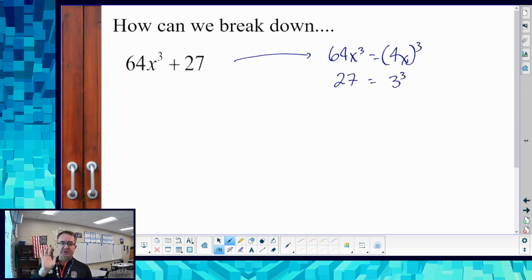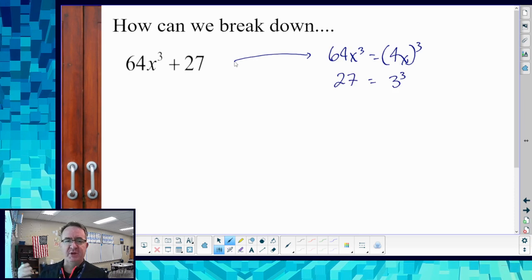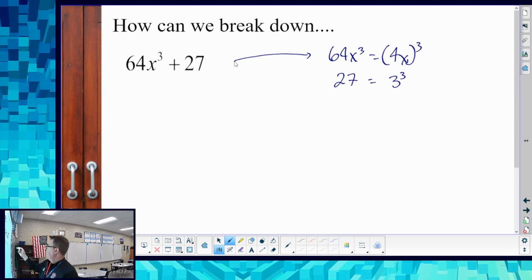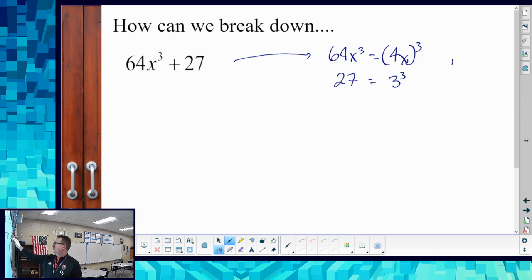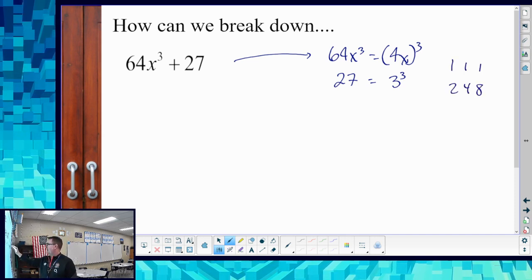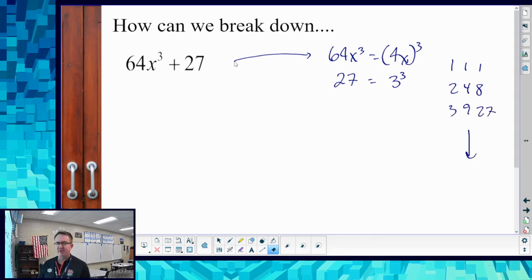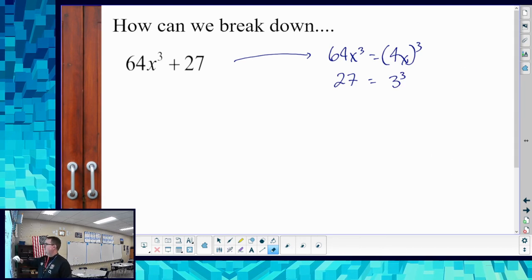Little side note here, it's usually a really good idea to know what the cubes are of the numbers 1 through 10. So when you have a second, just write down the cubes: 2, 4, 8, 3, 9, 27, etcetera. That way you're not reaching for the calculator for everything.